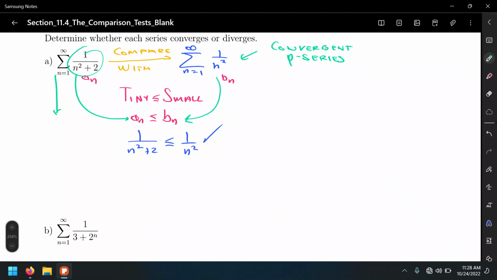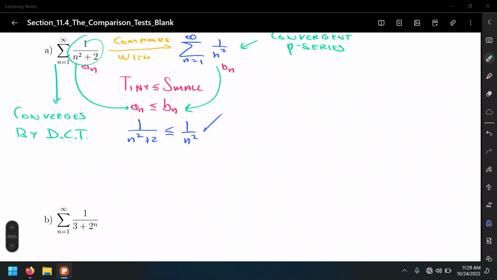Because we were able to show this inequality, all we have to say about the original series is that it converges by DCT, where DCT stands for direct comparison test. So it converges. All right, that's how the direct comparison test works. Let's do another example.